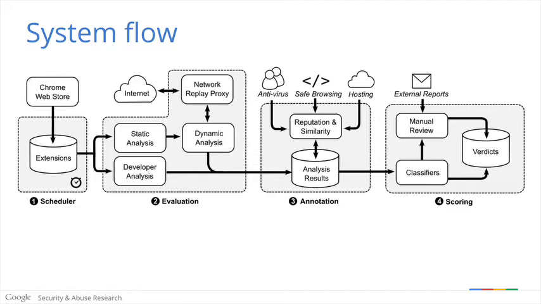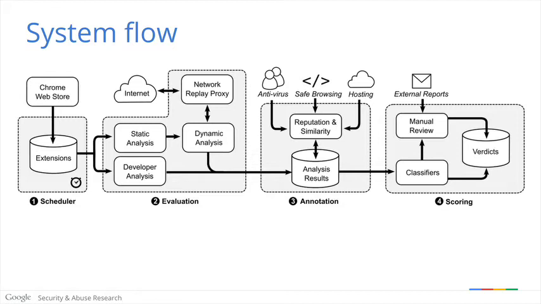Here's the system flow diagram here, and it may seem complicated because there are many boxes and arrows, but it looks probably just like any other evaluation system out there. First, we have a scheduler, which essentially takes all the Chrome extensions that are submitted to the store and submits them through our pipeline for analysis.